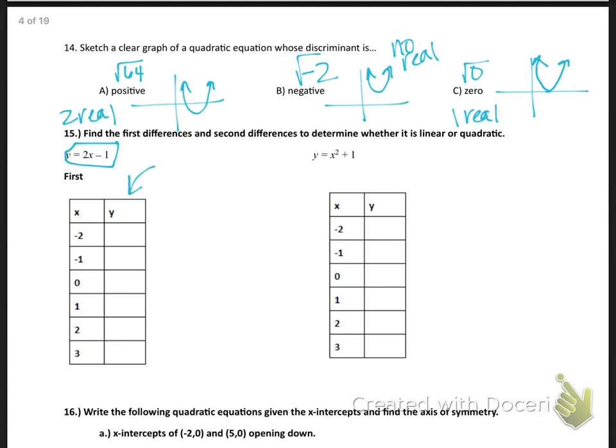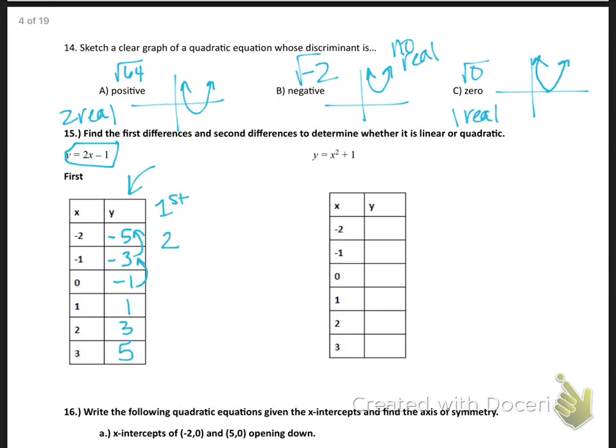Okay, so type in y equals 2x minus 1, and then press your second graph to look at your table. You should get -5, -3, -1, 1, 3, and 5. And then when we do our differences, we do bottom to top. So I am doing -3 minus -5. Okay, so that gives me 2.